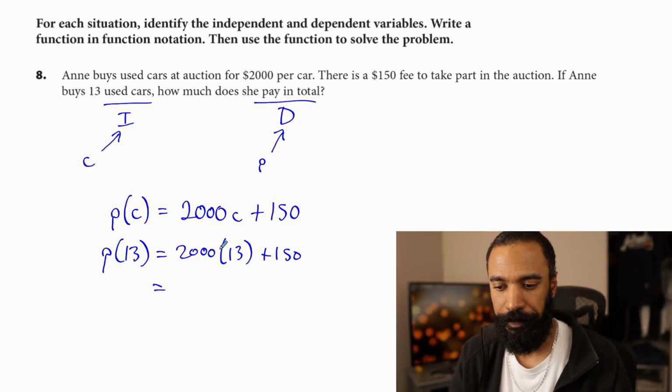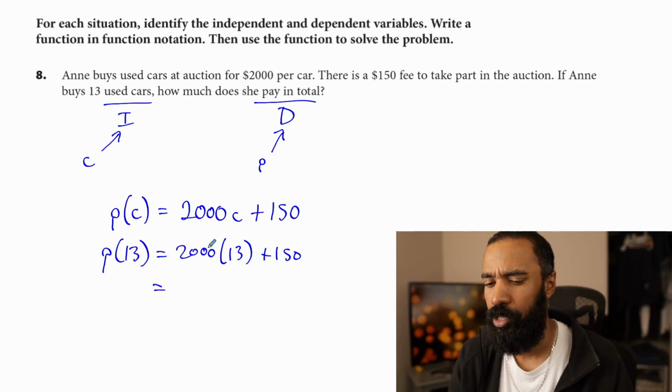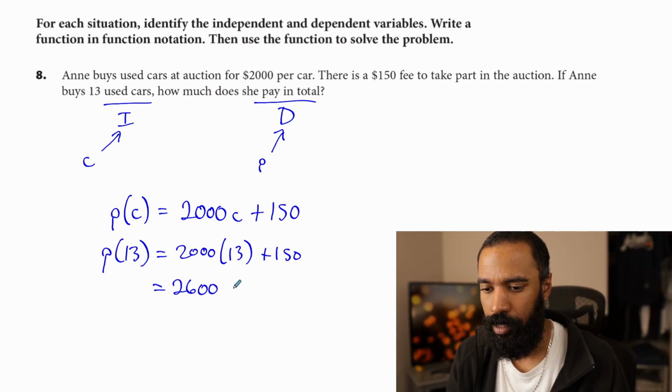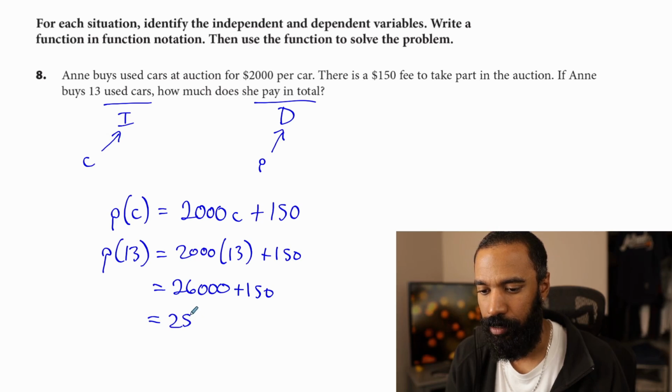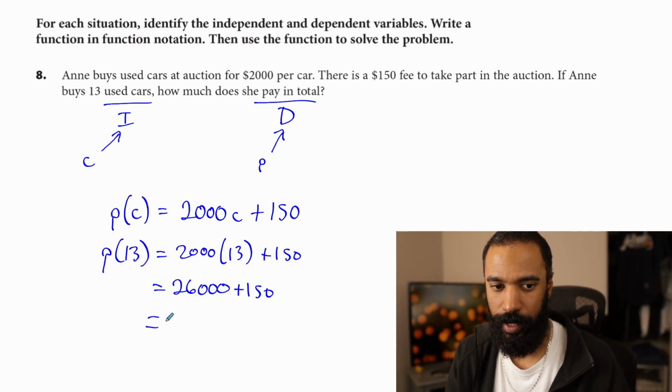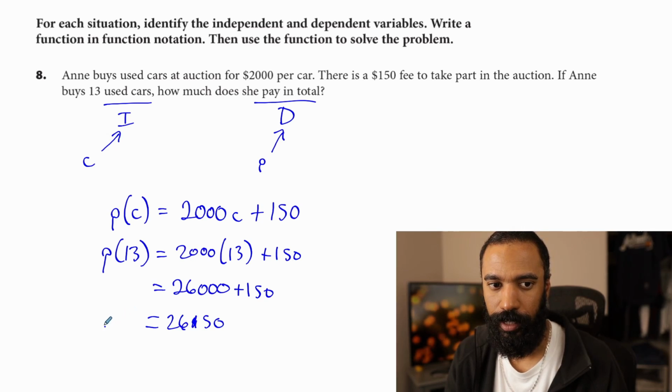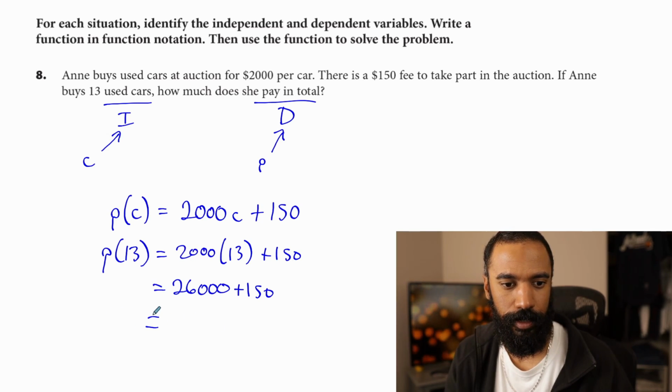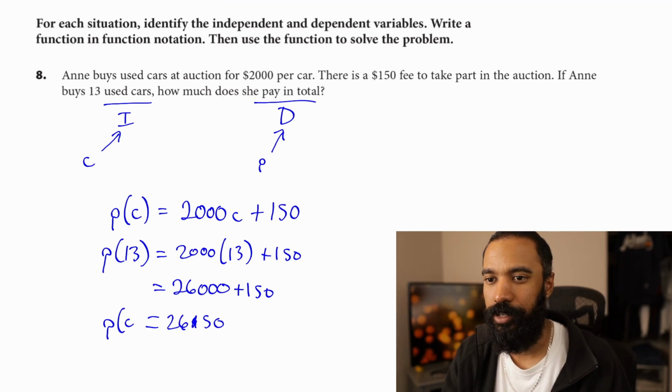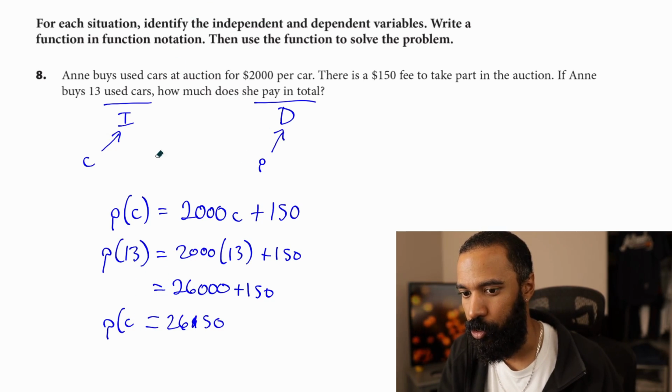And that is going to be 26,000 plus 150, which is $26,150. Good old Anne. P of 13, excuse me. Wow. My undo sometimes undoes more than I want it to undo.